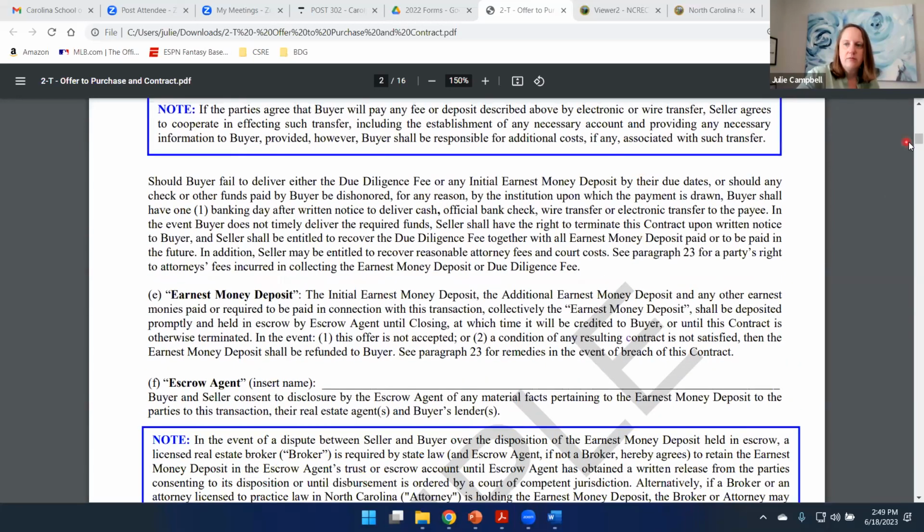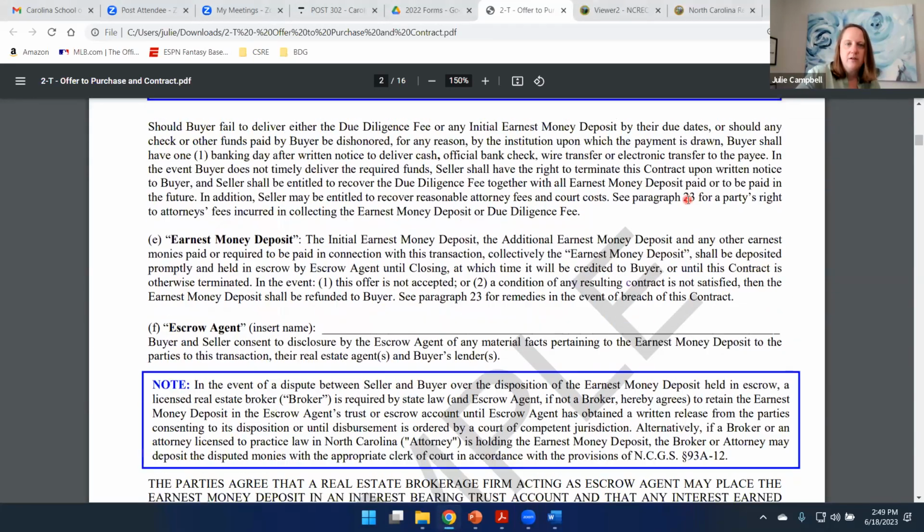Should the buyer fail to deliver either the due diligence fee or the initial earnest money deposit by their due dates were defined for us on page 1. So should either be late, or should any check or other funds paid by the buyer be dishonored for any reason by the institution upon which the payment is drawn. Let me stop here for a second. We're saying the payment's being dishonored. What happened to that check? It bounced, didn't it? So if it's dishonored, the check is bounced. So either it's late or it's dishonored.